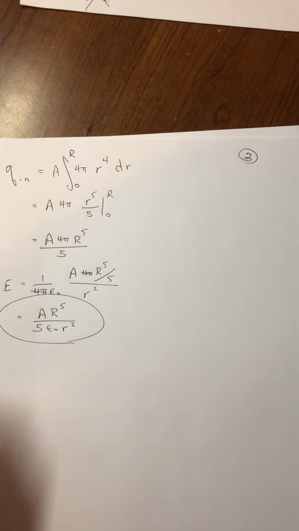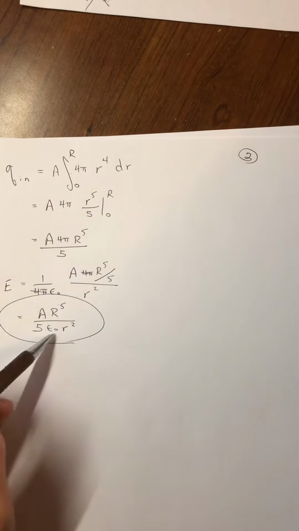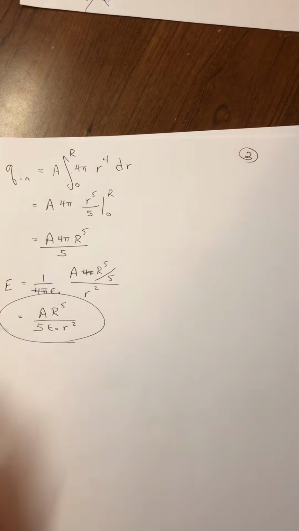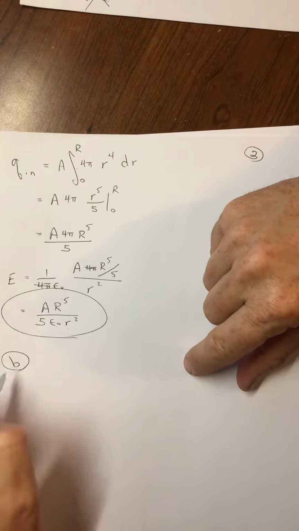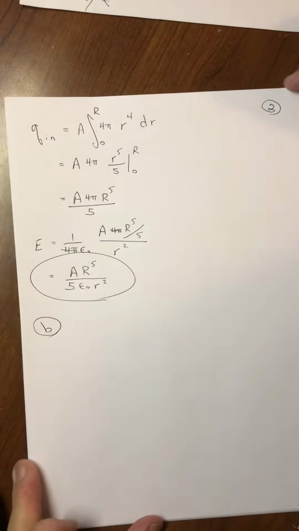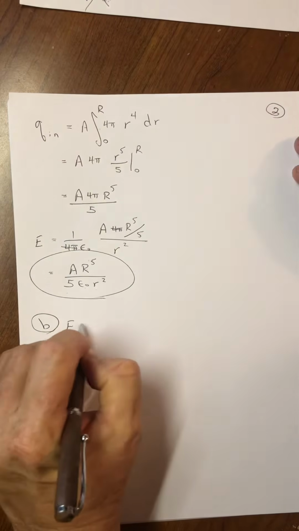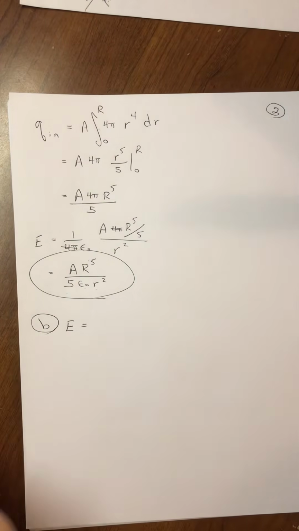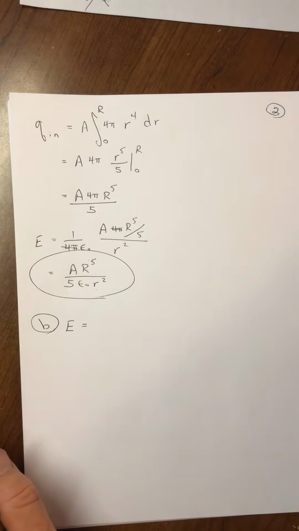Show that the magnitude is, and they got an A, they got an r to the 5th, they got a 5, they got the permittivity of free space, and they got an r squared. Perfect. Because then we can go on to B, and if all that made sense, hopefully it'll make B a little bit easy to see here. Because I would say B is, again, spherically symmetric, although this time they say show that the magnitude of the electric field on the inside is.